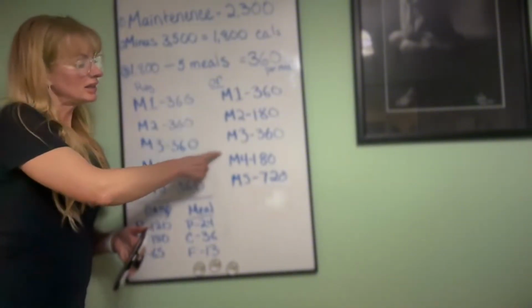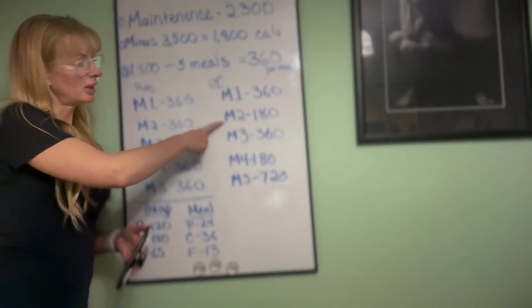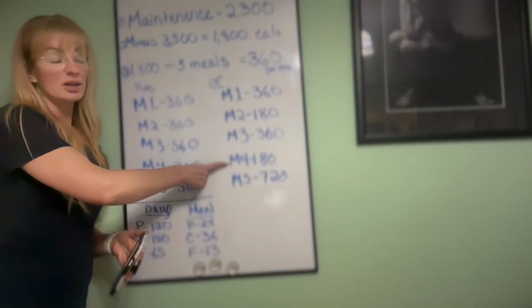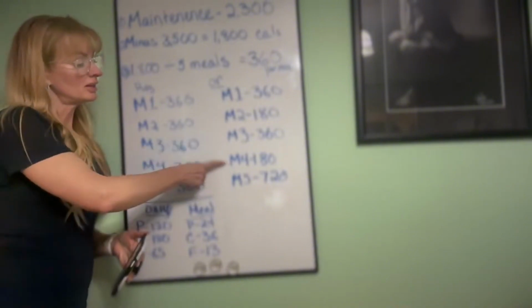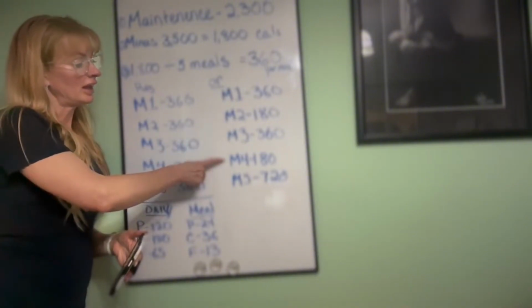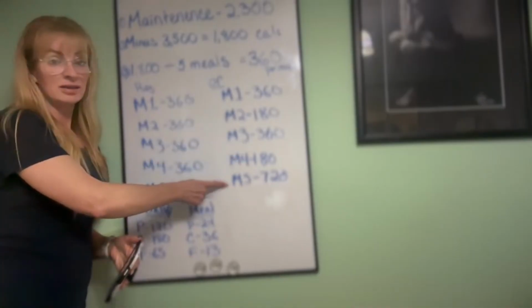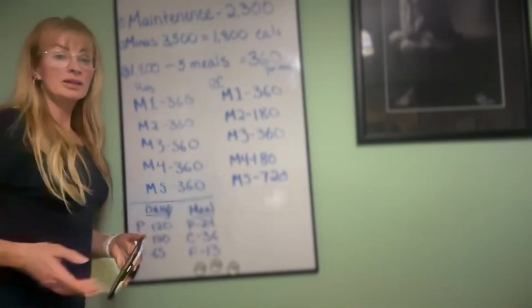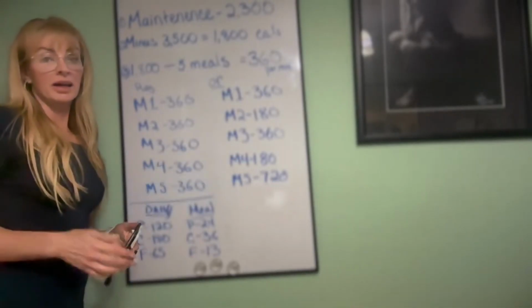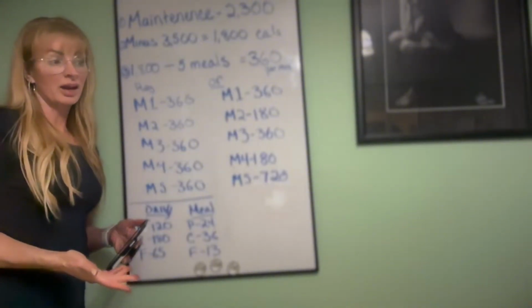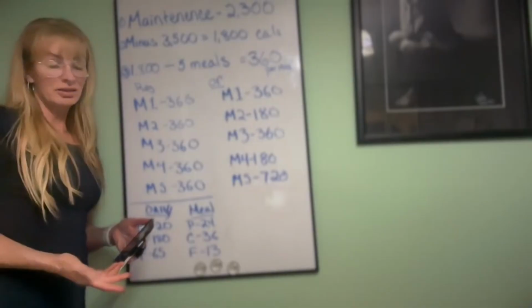So what I did here is I simply divided my meal two and my meal four in half. So instead of 360, 360, I did 180, 180. And then I took that total number, that 360, and added it to my dinner. So that way my dinner is nice and substantial. Now, some of you might not care about dinner. It may not be a big thing for you. I just like my dinners.